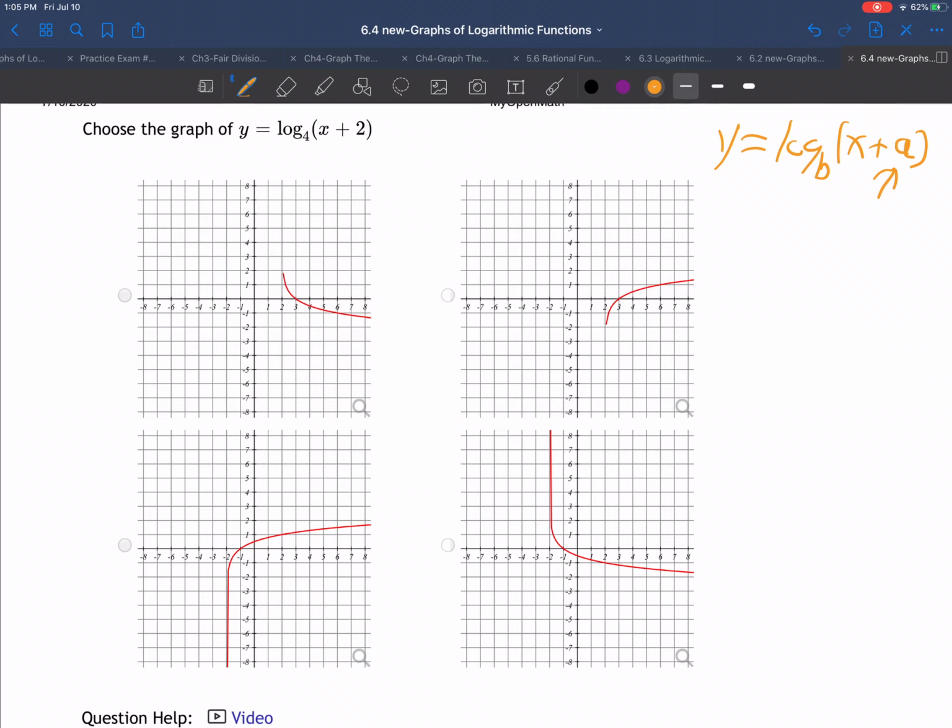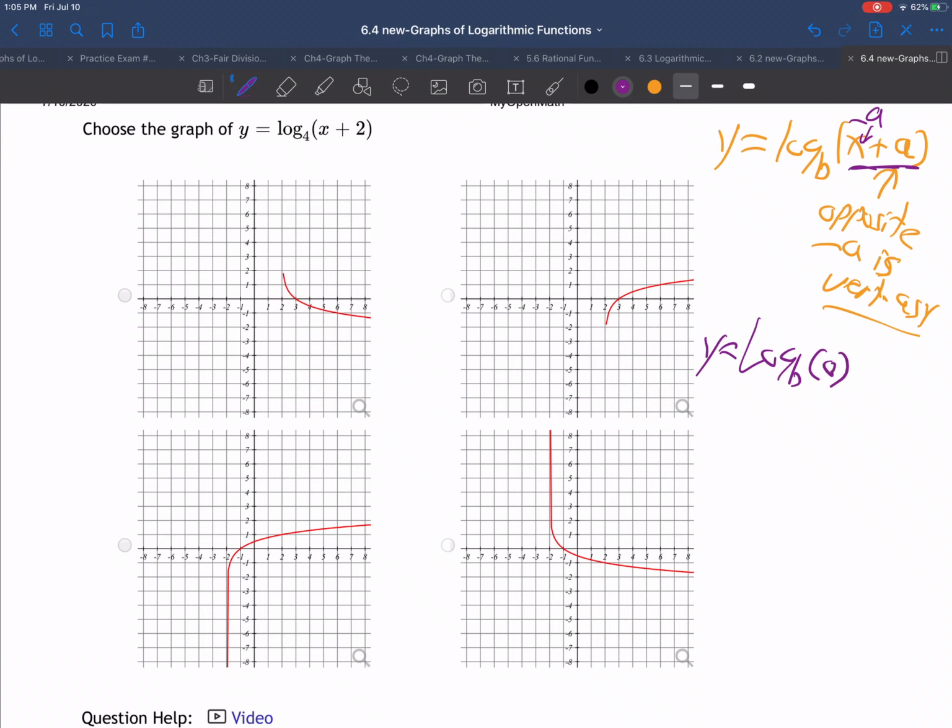The opposite of what's next to x, negative a, is the vertical asymptote. So that's a really important thing to realize. The opposite of what's next to x, negative a, is the vertical asymptote. Why? Because if you plug in negative a for x, you're going to make the inside 0. That'll become log base b of 0.